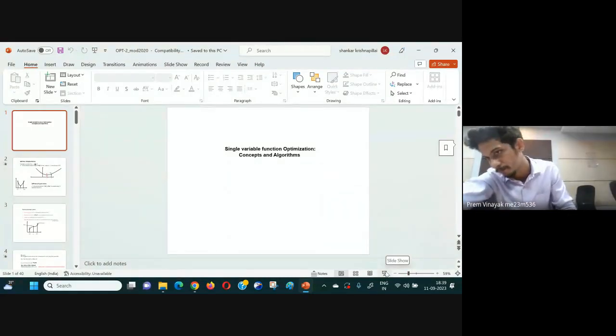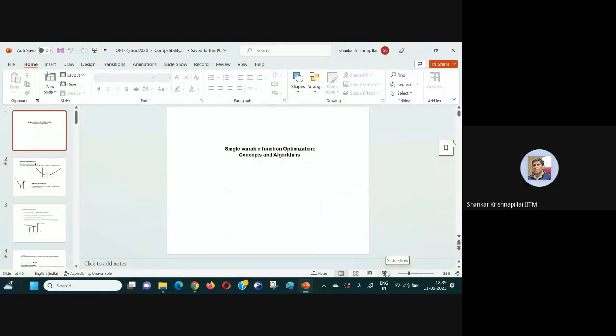Clear. Okay, so next topic is some single variable optimization algorithms. First is concept, then is algorithm. We can start a little bit here, then we can stop. Okay.